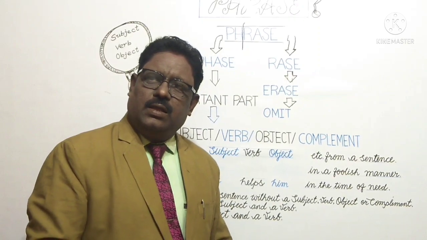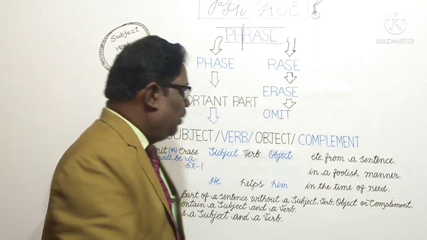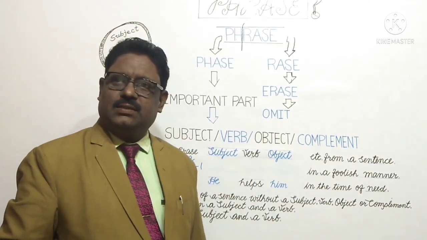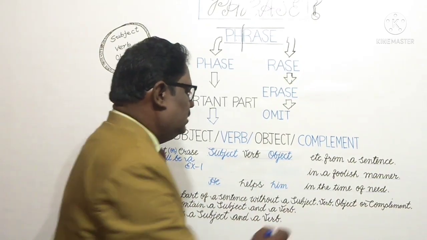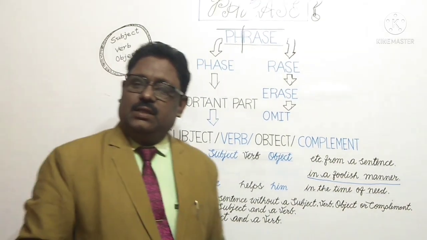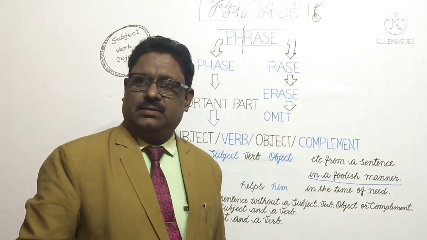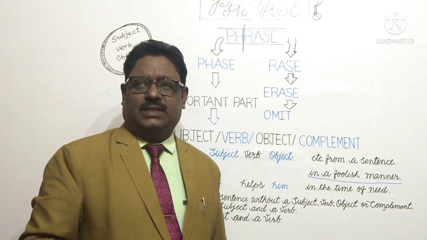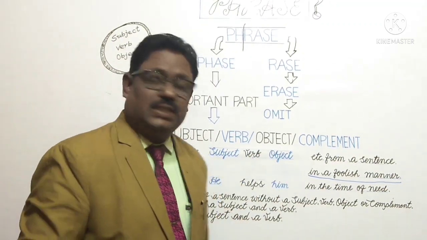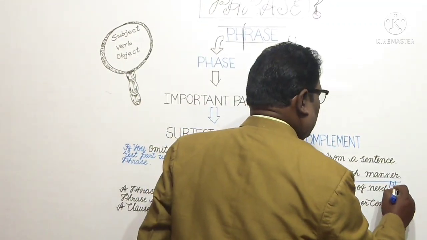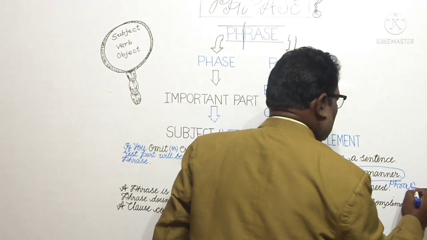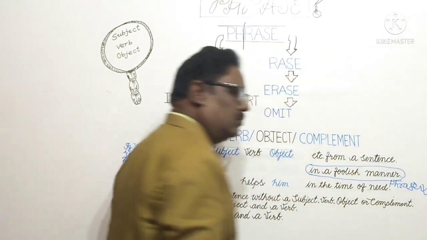Okay. Now, look at here. What is left in this sentence? What is left in the sentence is in a foolish manner. And in a foolish manner is the rest part of the sentence. So, this rest part of the sentence is what? Phrase. The rest part of the sentence in a foolish manner is a phrase. Okay?